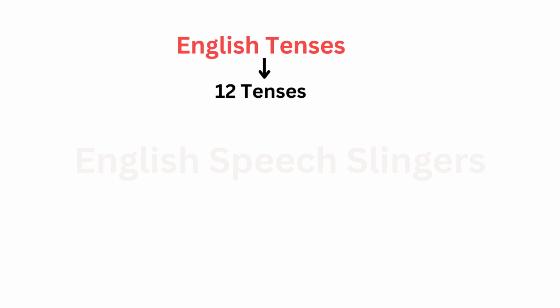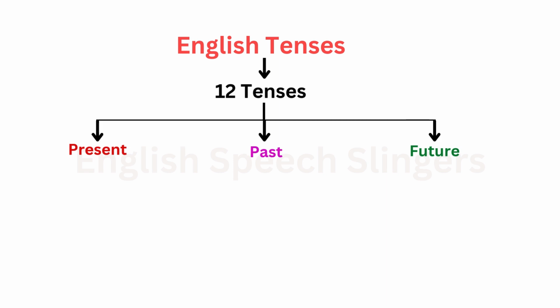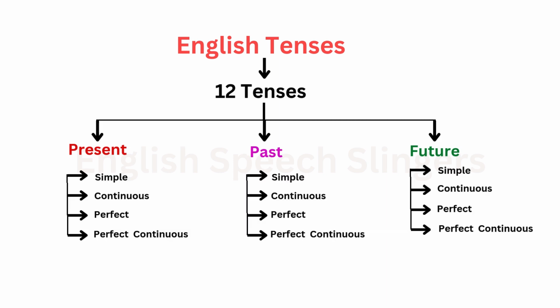Today's topic is English tenses. In English, there are 12 tenses, and each one helps us express different times and actions. These tenses are divided into three main categories: the present, the past, and the future. Within each of these categories, we have four specific forms that give us more detail about the actions.